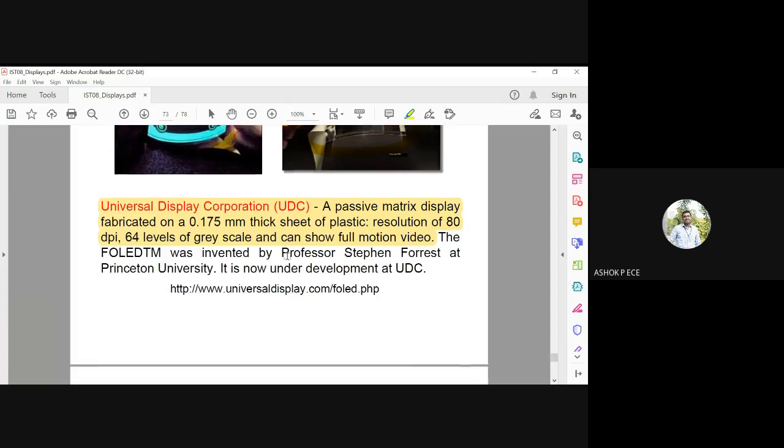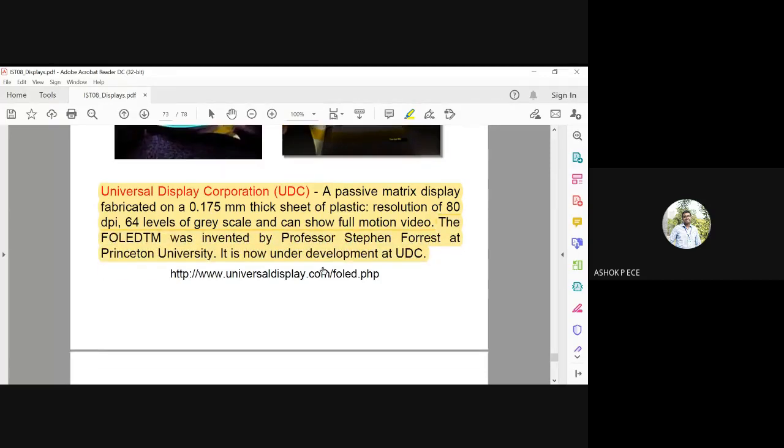It was invented by Professor Forrest at Princeton University. It is now under development at UDC. This was long back. Maybe this should be commercialized now. More advanced versions would be available for the market.